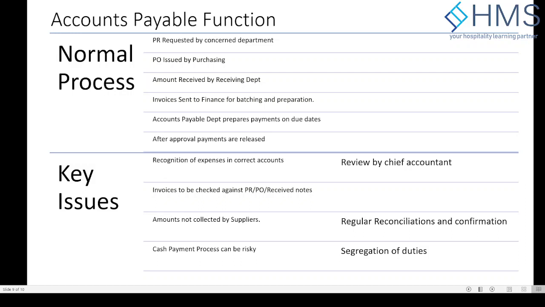So that's why hotels generally prefer to pay by bank transfer or by check, so that there is a trace that the supplier will be going to the bank to collect that amount, right? So at least the risk is reduced from the hotel side. So that's the general process of the accounts payable function. Now, if you have any questions, you can ask.